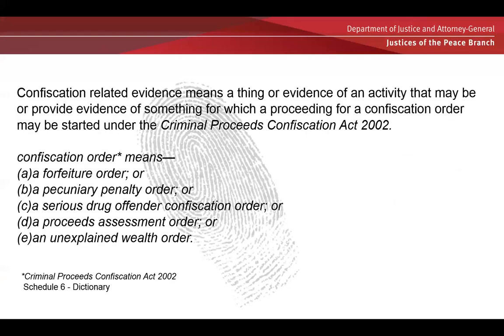So confiscation-related evidence basically means something that has been derived directly or indirectly from criminal activity. So it's been used in committing an offence, even if it was lawfully acquired. Another example could be confiscation-related evidence derived from serious drug offending, or even individuals who are unable to explain how they lawfully acquired their wealth.